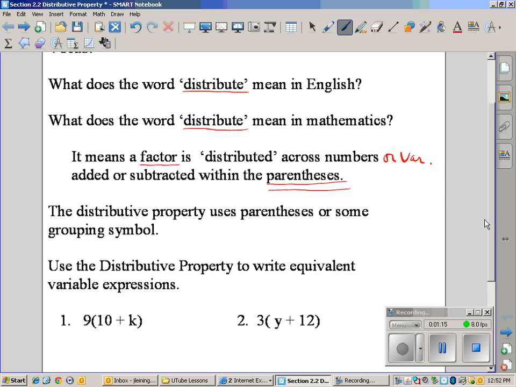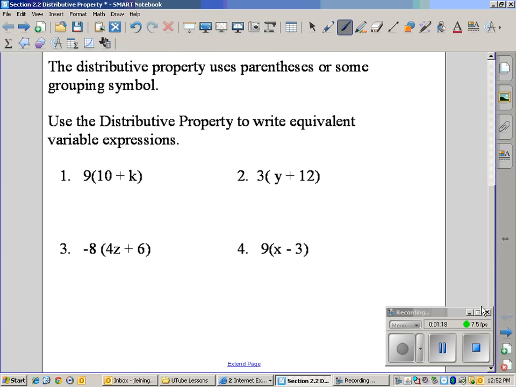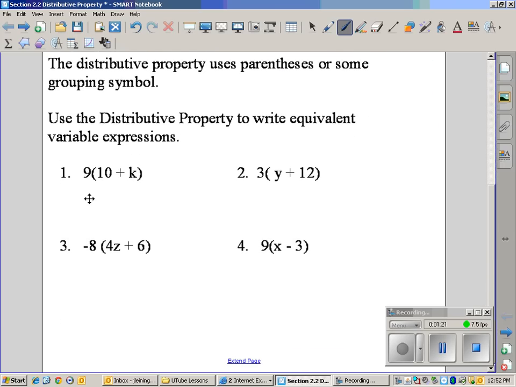So let's go down and just actually dive into a couple of examples. I'm looking at number 1. 9 is outside the parentheses, my grouping symbol, and we want to take the 9 and distribute it, or multiply it as a factor times each piece that's on the inside, and write it down. 9 times 10 is 90, and a 9 times a positive k is a plus 9k. We don't know what k is, so this is all we can do. Notice the parentheses are now gone, and that's what we need. We need the parentheses to be gone.